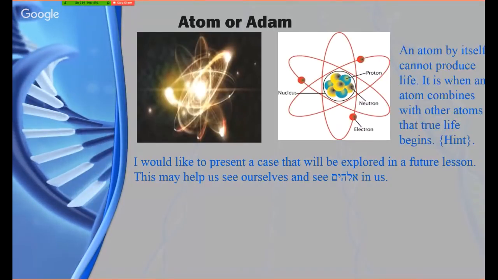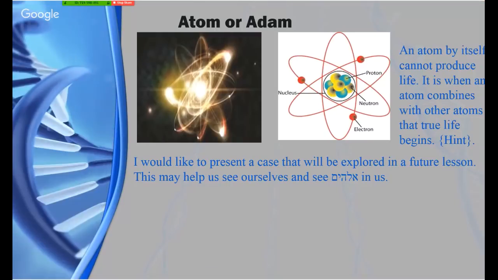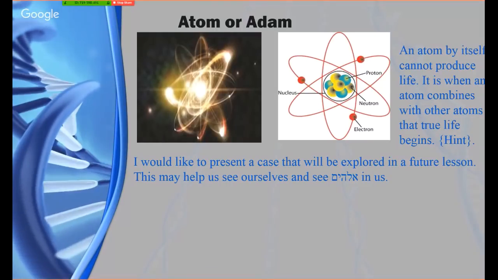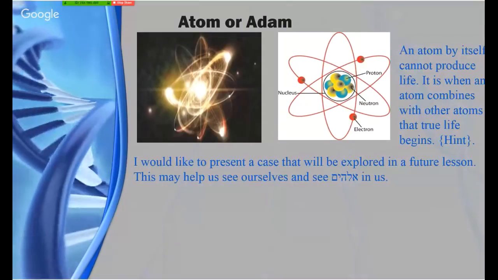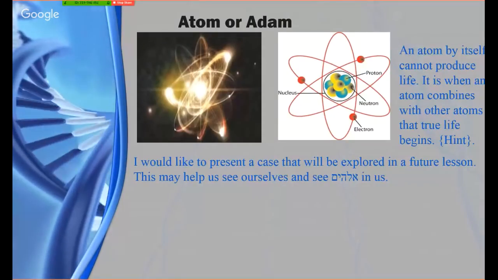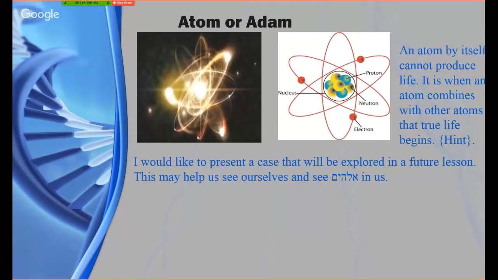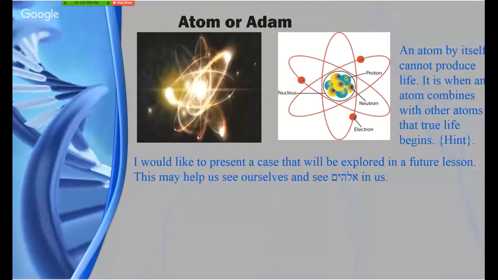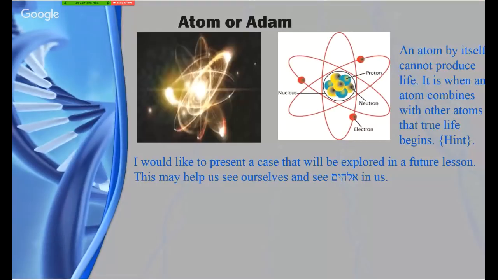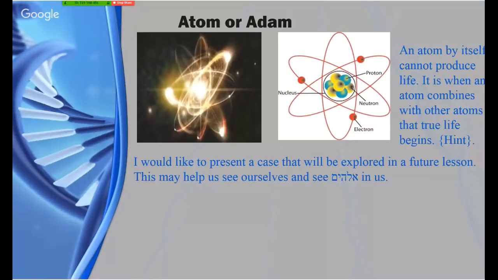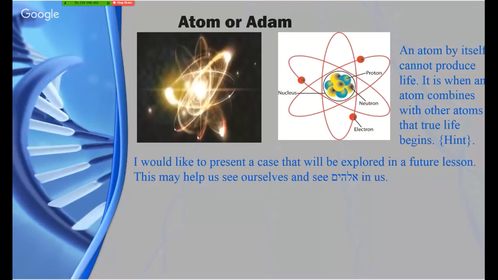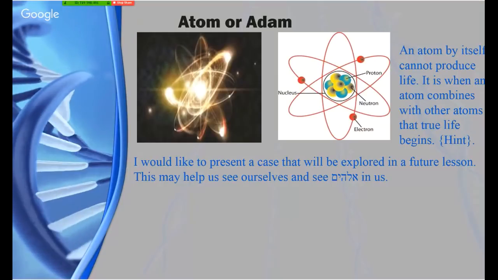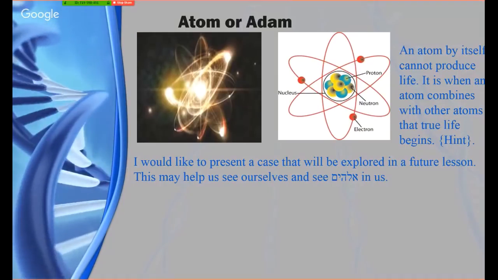Look at the deal. It says an atom by itself cannot produce life. I mean, it does have life, but it does not produce life. Okay? It is when an atom combines with other atoms that true life begins. This bonding of atoms. And if you say, well, hey, we're atoms, if you will, we have to start bonding. But we don't want to do that. Okay, it's fine. So I've got another one for you.